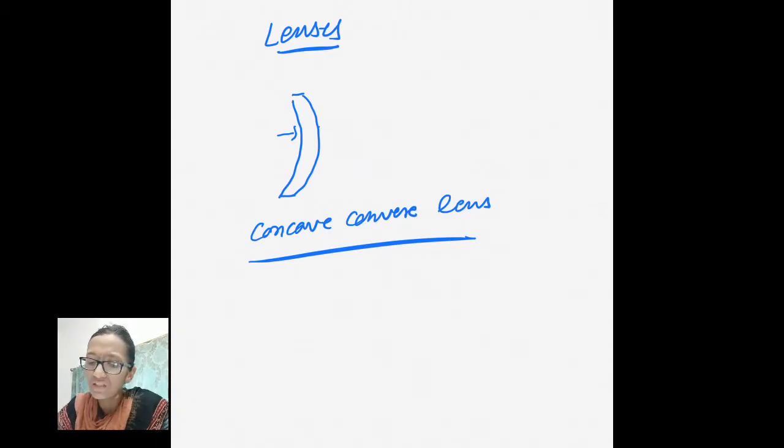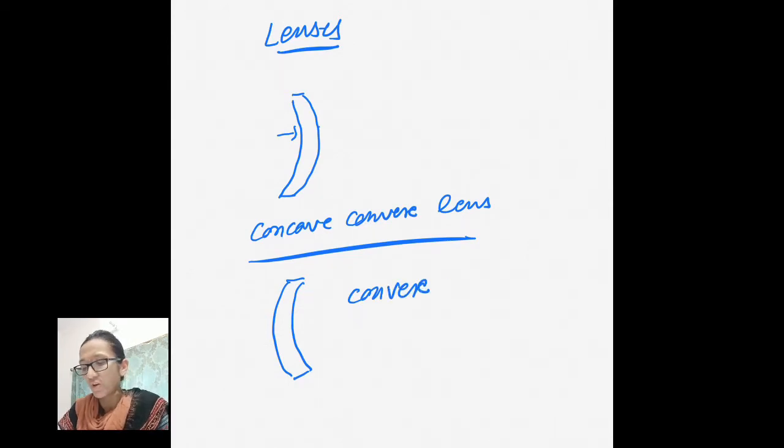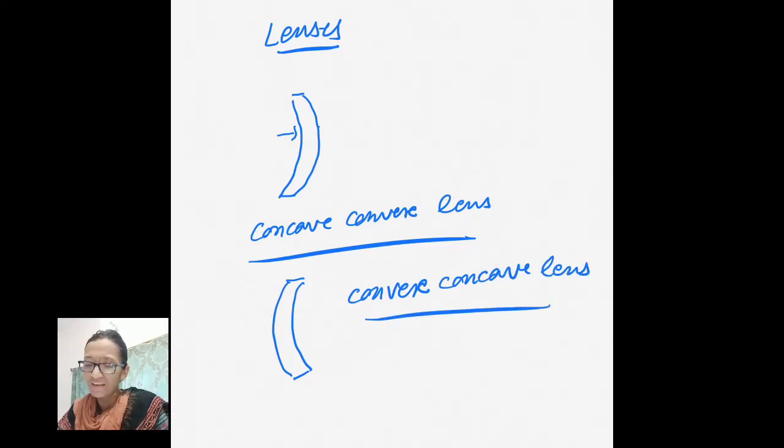Suppose your first surface is convex and another is concave, so the name changes. In this case, for the first surface you will write convex, and for the second surface you will write concave lens.